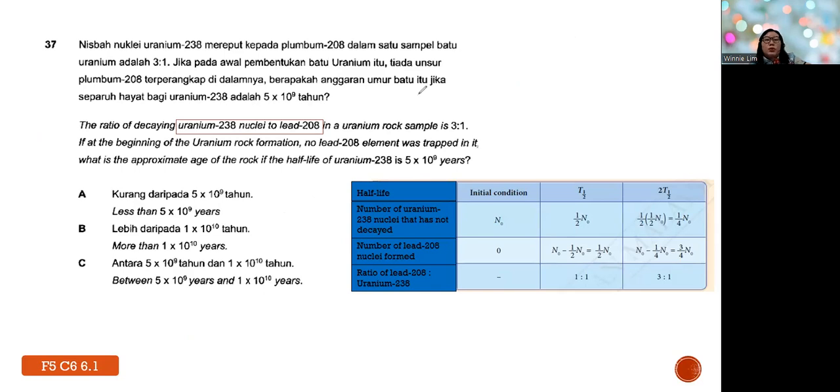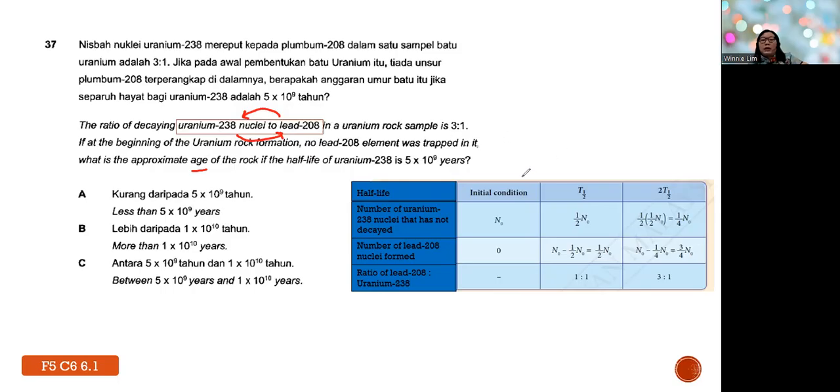So the ratio of decaying uranium-238 nuclide to lead-208 in a uranium rock sample. Okay, by right, it's supposed to be vice versa. That means it's supposed to be the ratio of lead-208 to uranium-238. So they interchanged already. They got a slight mistake for these questions. If at the beginning of the uranium rock formations there is no lead trapped in it, what is the approximate age of the rock if the half-life of uranium-238 is 5 × 10⁹ years?